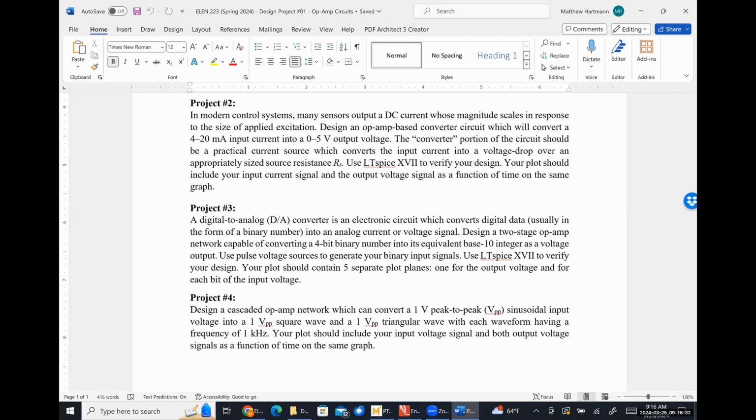Now we need to figure out how to get a triangular wave as an output from either our sinusoidal input or our square wave. Getting a triangular wave out of a sinusoidal input is possible, but incredibly difficult. But it's way easier to get a triangular wave from a square wave.